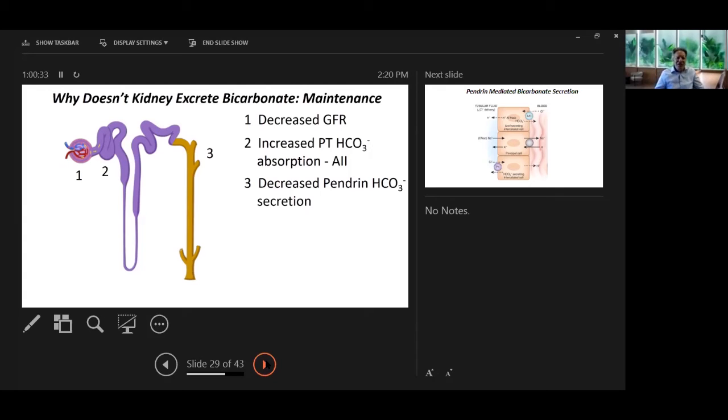One is the GFR is down because you're volume depleted, you're pre-renal. Secondly, the proximal tubule is hyperabsorbing bicarbonate because angiotensin II goes up in this volume depleted milieu, and angiotensin II stimulates a number of those transporters that I showed you on the second or third slide of how bicarbonate's absorbed and increases their efficiency. And then thirdly, as I'll show on the next slide, a protein called pendrin, which is in the cortical collecting duct, doesn't work as well. And so bicarbonate secretion, which normally is occurring in the cortical collecting duct, is decreased. We don't secrete as much bicarbonate.